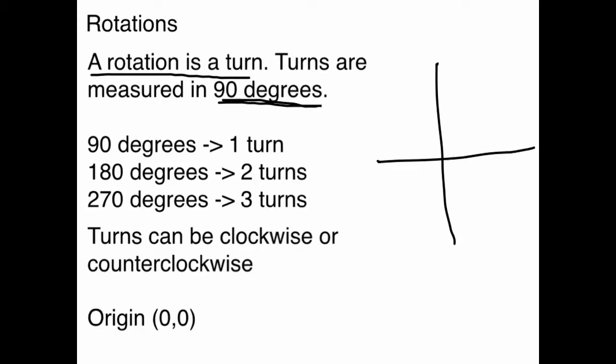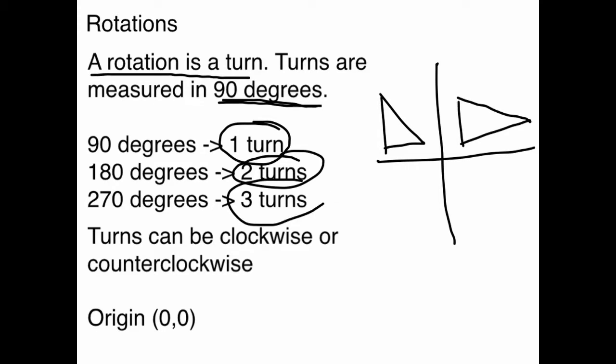So that means if I have, let's say, this triangle, and I want to rotate it, it might end up looking something like that based on my degree turns. If a problem is asking you to turn your figure 90 degrees, that just means one turn. 180 degrees is two turns. 270 degrees is three turns. Turns can be clockwise or counterclockwise.